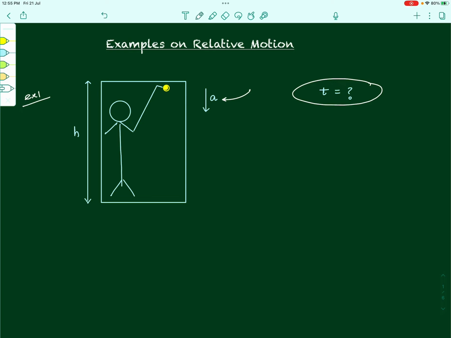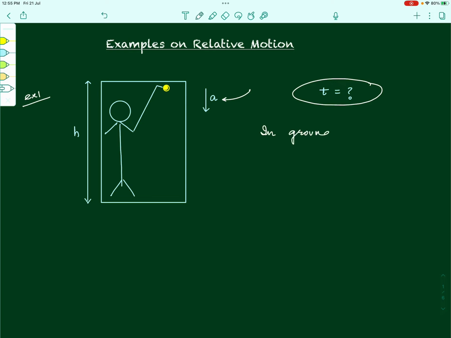So, we will try to do this question in two ways. We will try to do it without using relative motion and then with using relative motion, and we shall see how both the ways will give us the same answer, but how using relative motion the question becomes much simpler to work with. Okay. So, we shall work first of all in the ground frame.